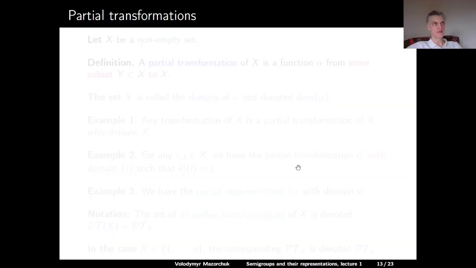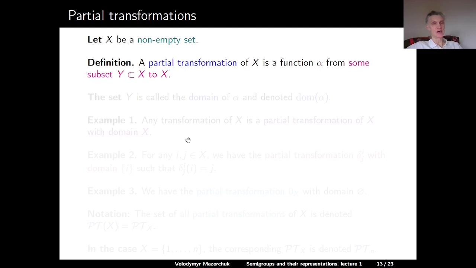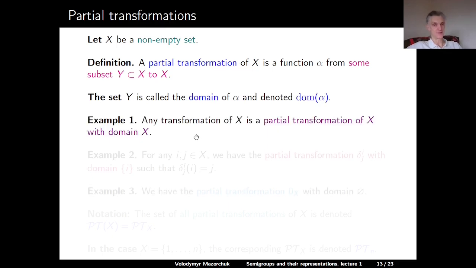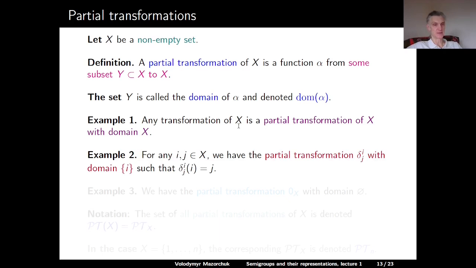In order to discuss further examples of semigroups and monoids, we need to discuss the notion of a partial transformation. So let X be a non-empty set. Definition: a partial transformation of X is a function, say alpha, from some subset Y of X to X. The set Y is called the domain of alpha and denoted by dom of alpha. So for example, any transformation of X is a partial transformation of X with domain X.